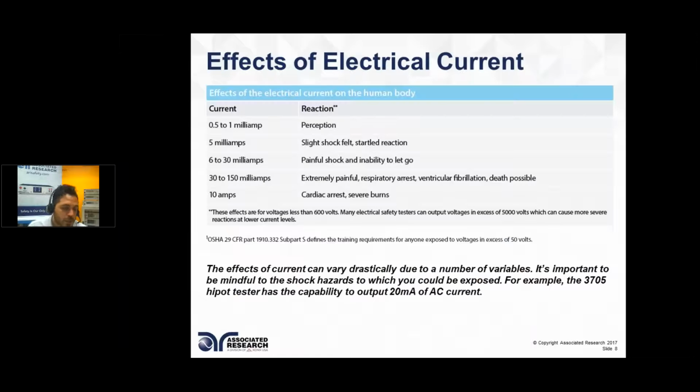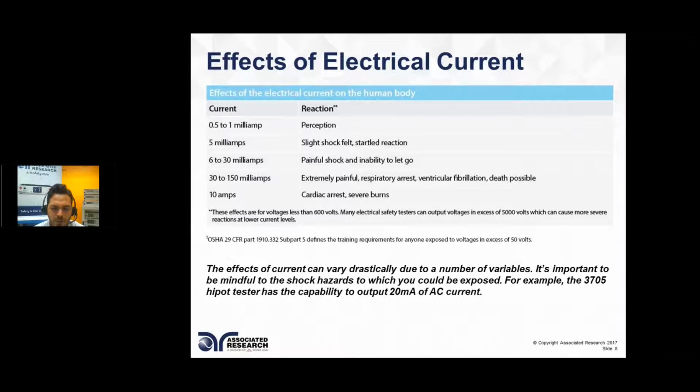So now that we understand how we get shocked, let's understand the effects of electrical current through the human body. Now, these numbers aren't written in stone. They vary depending on where you go. But for the most part, they ring pretty true. To perceive shock at about 0.5 milliamp to 1 milliamp, that's when you'll start feeling a tingle or a buzz, where there's no pain involved, but you understand something's happening.